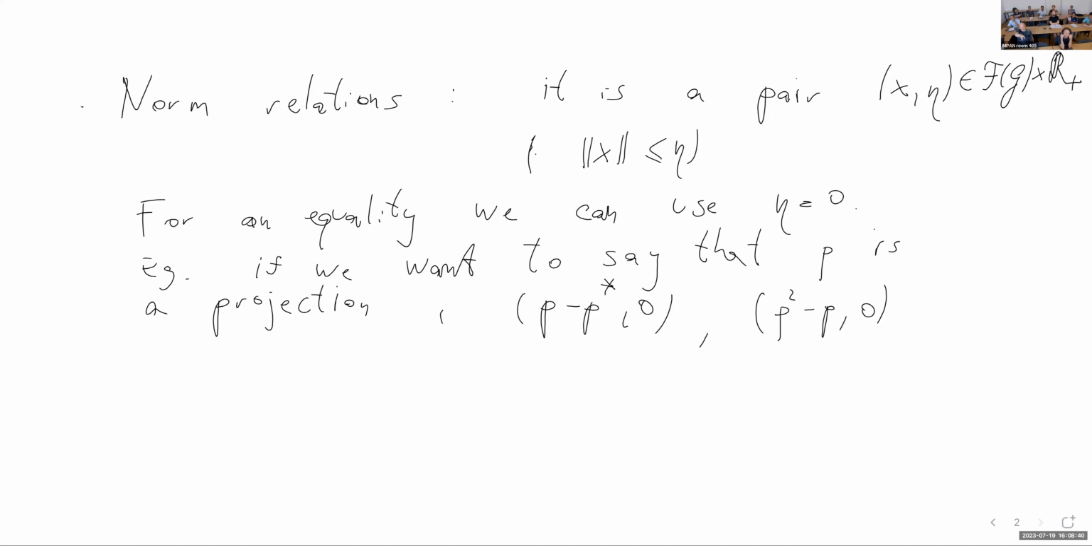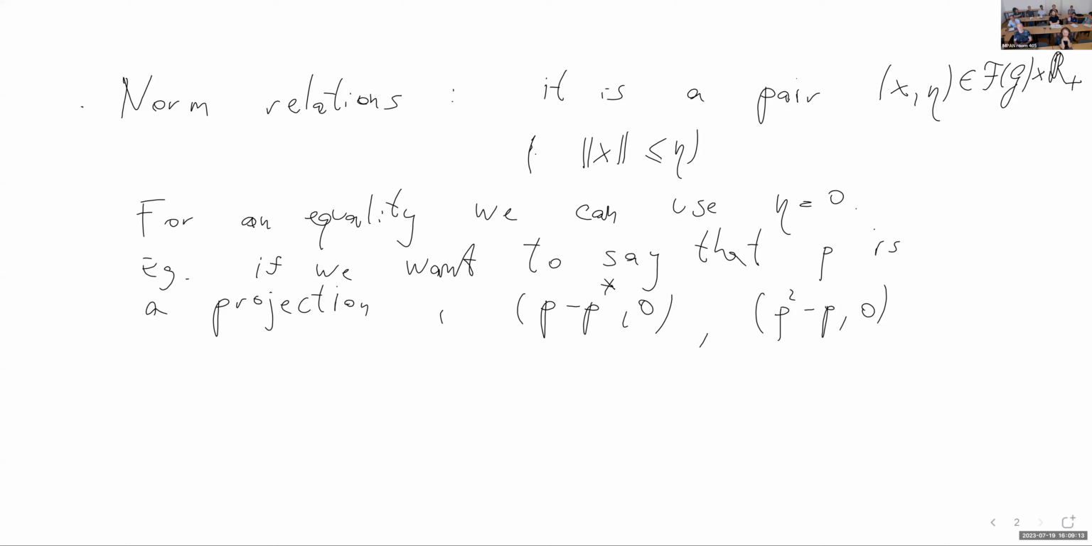So to say that P minus P star is 0, you are imposing a norm relation. Yes, taking eta equal to 0, which means that this difference must be 0. Okay. What about nilpotence in the algebra? Non-trivial nilpotence cannot exist in a sister algebra. But how can you avoid them?